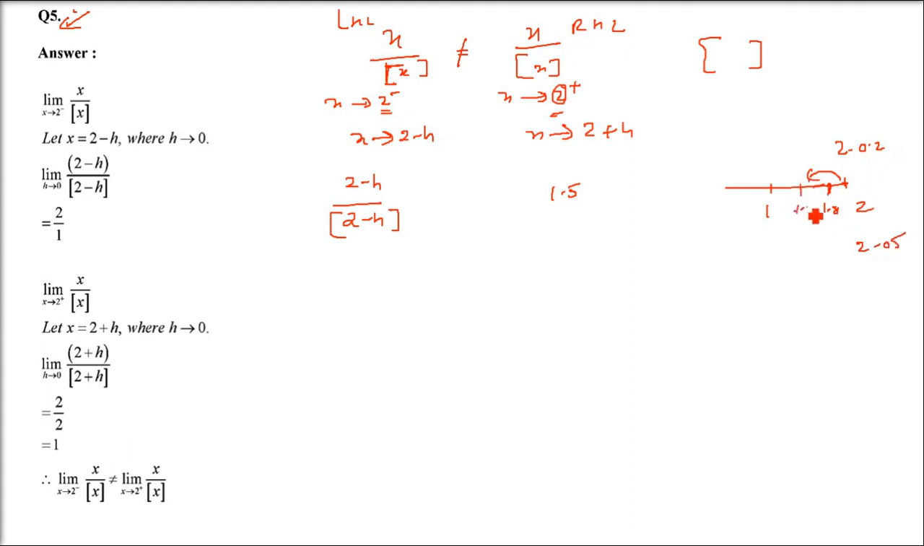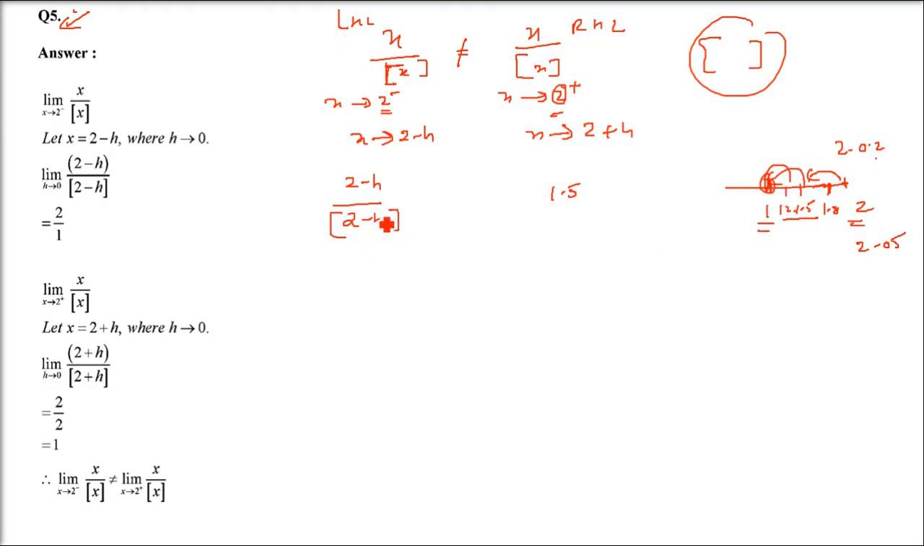If you remove 0.5, 1.5 will come. Then again you have to take 1. 1.2, 1. So in between the integers 1 and 2, you always have to take 1, the lower one. So 2 minus h, if you subtract something from 2, it is going to be somewhere near 1. You always have to take 1.